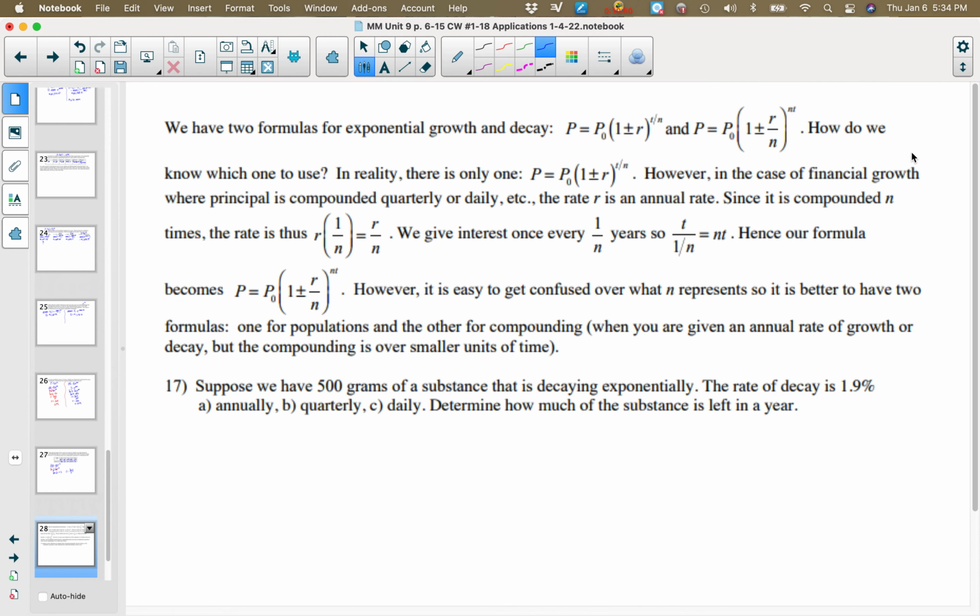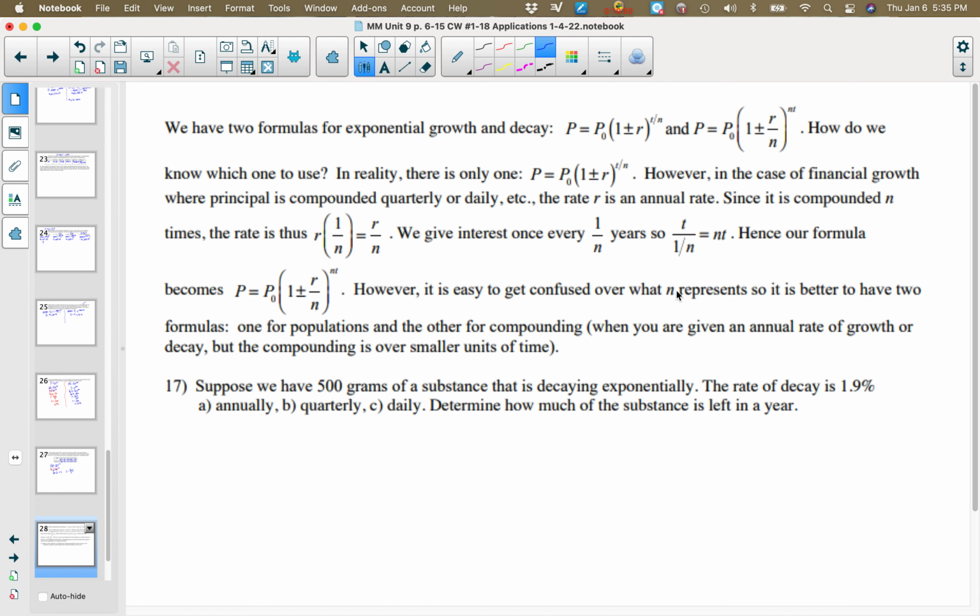So if you take the time to read over this page, it really addresses the fact that you have two formulas. So we have two different ones. One we talked about, and both of these deal with exponential growth and decay. So the one that we specifically used for financial growth is because we're compounding. And it goes through an explanation about how the formulas really are derived from the same idea. It really does come from the same thing.